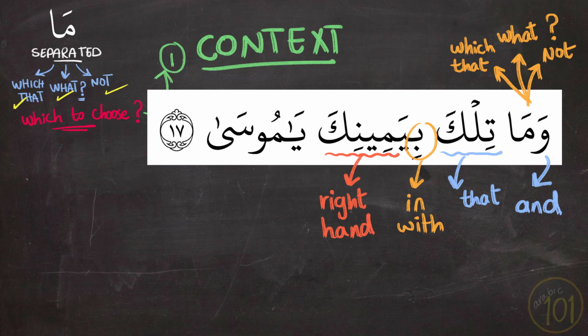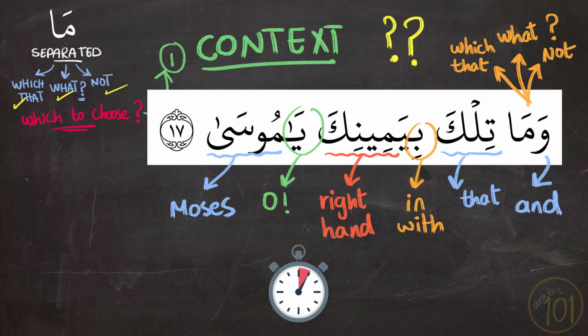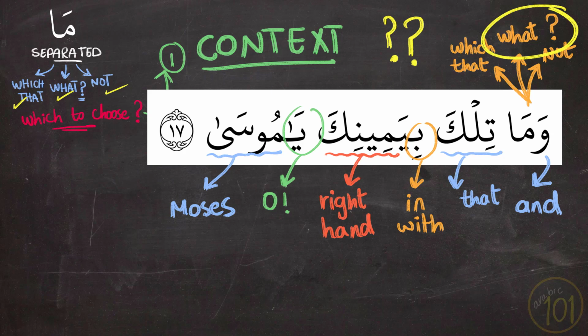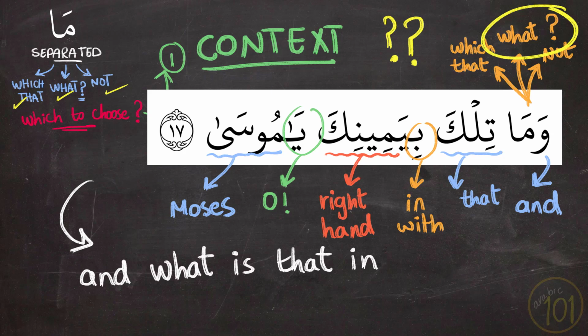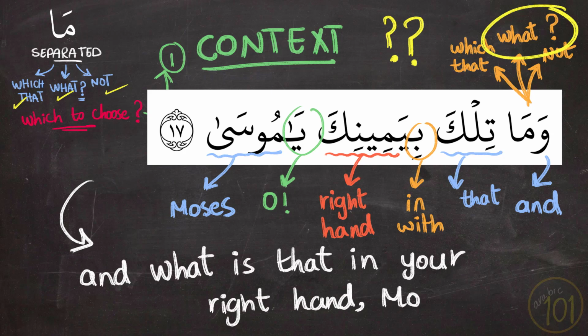Ya Musa consists of ya, which means O, which we use to address someone. Musa is Moses. So after learning every single word in this ayah, which do you think is the most fitting meaning for ma here? Exactly. It is used here as a question word. Ma means here what. So Allah said, addressing Moses, "And what is that in your right hand, Moses?"